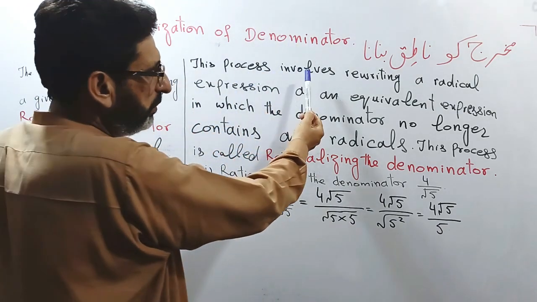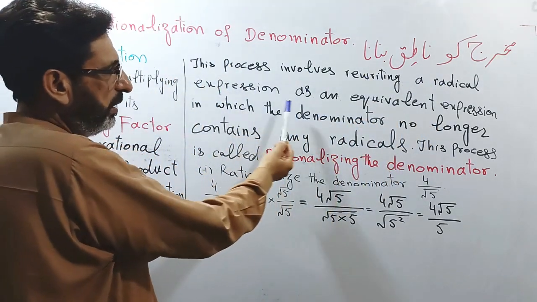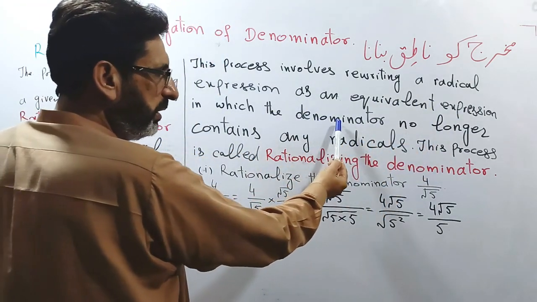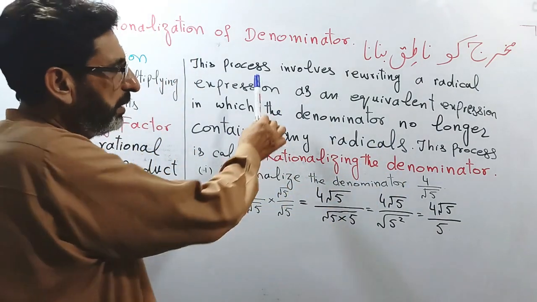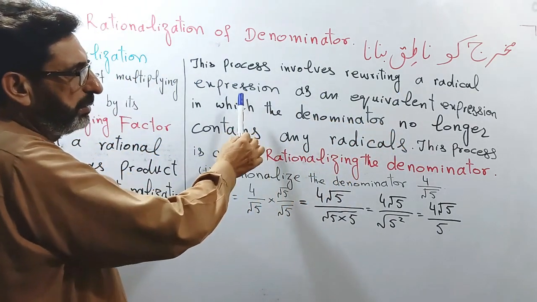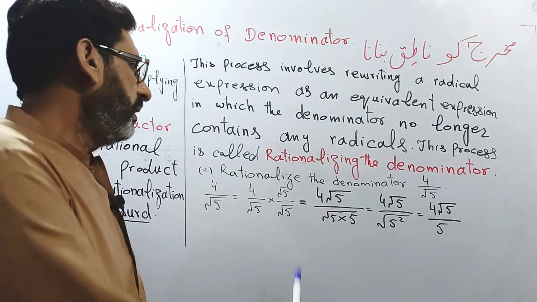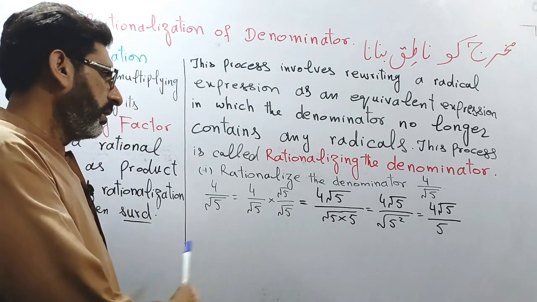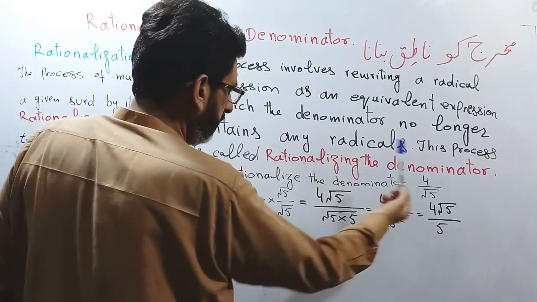The process involves rewriting a radical expression as an equivalent expression in which the denominator no longer contains any radicals. It is a process in which we write a radical expression equal to another expression in which denominator is a rational number. This process is called rationalizing the denominator.